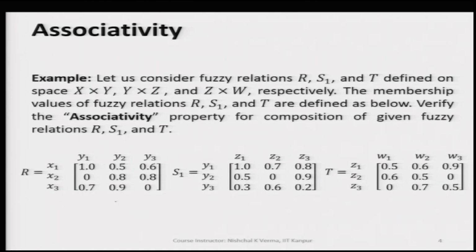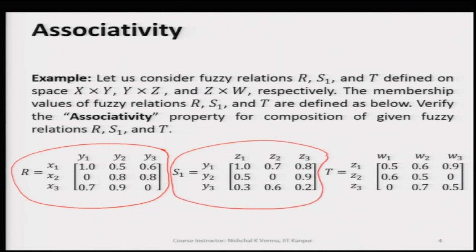Here we have taken the fuzzy relation R first, this is the R fuzzy relation, and then we have another fuzzy relation S1, and then the third one is the fuzzy relation T.